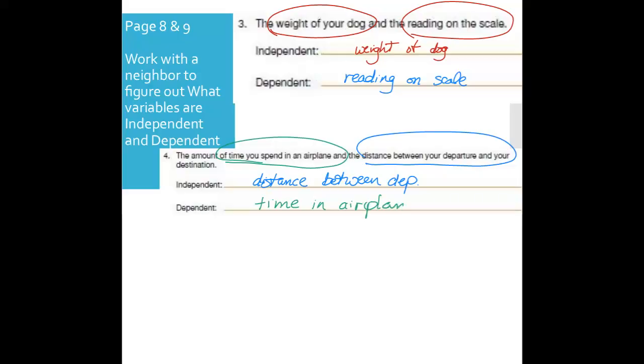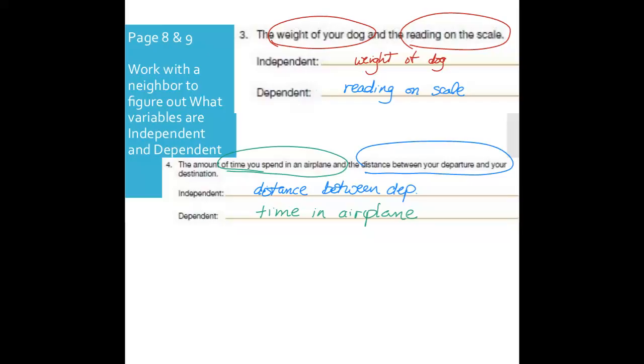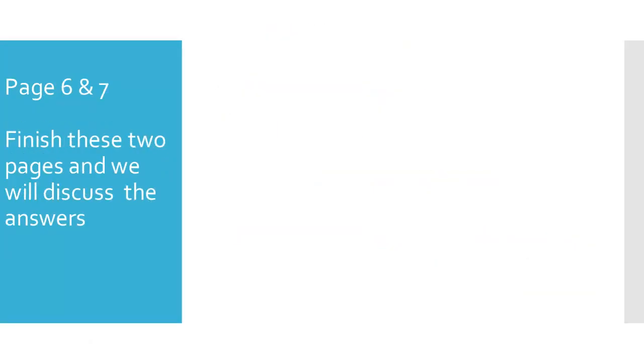Okay? So with you and your table mates, see if you can finish the rest of these on pages 8 and 9. Which is the independent variable? Which is the dependent variable? And we'll see if we can go through these answers before we get done with class. So I'm going to give you about 7-ish more minutes.